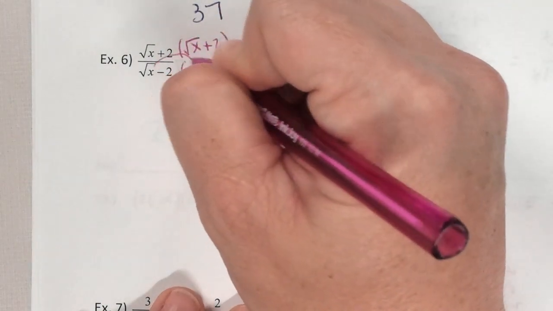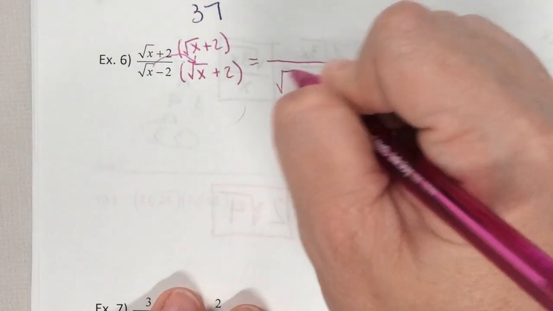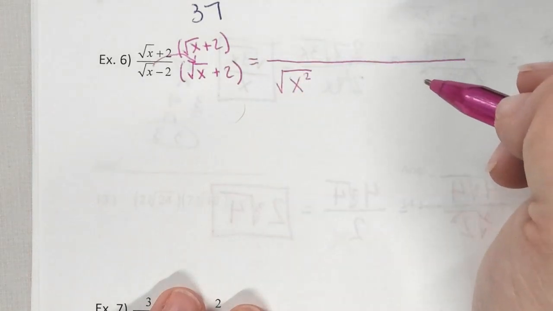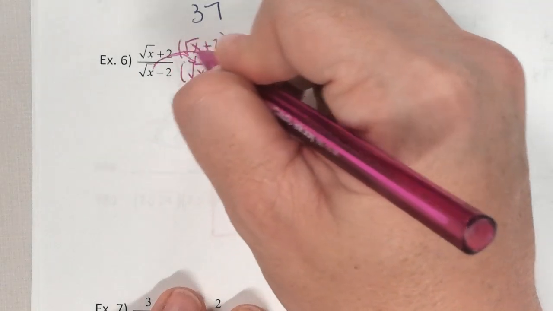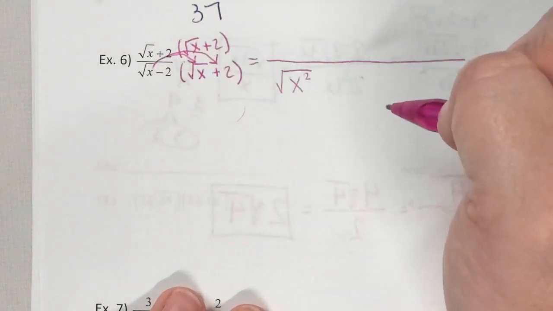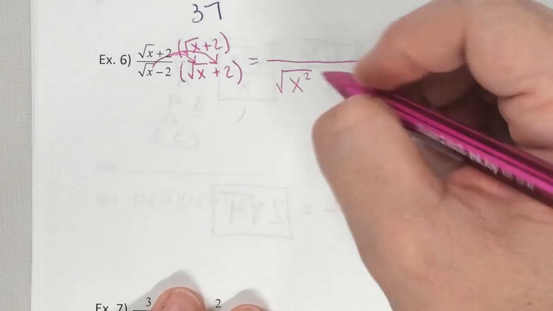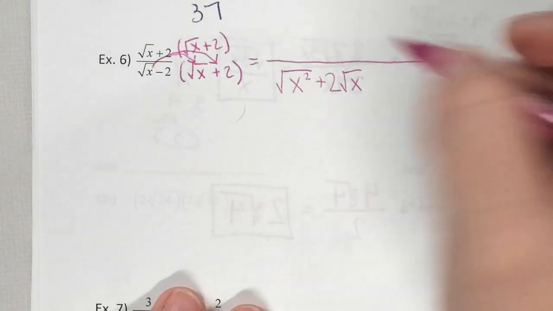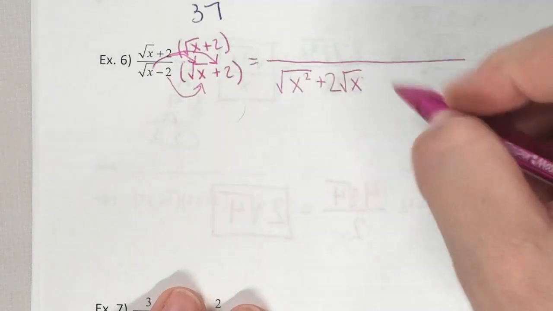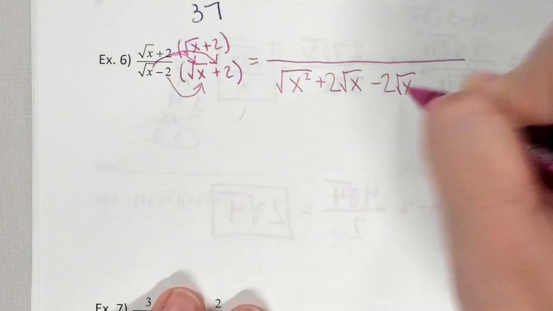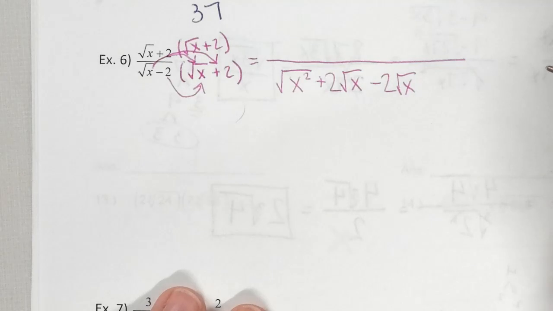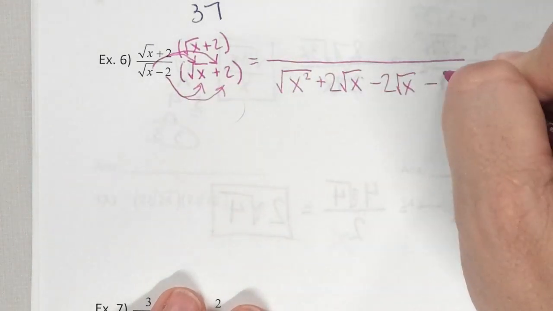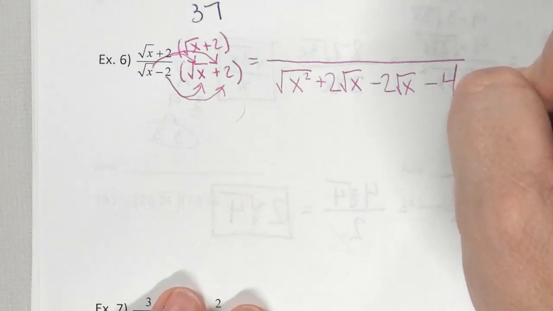So square root of x times the square root of x. Well, what's x times x? X squared. Square root of x times positive 2 is going to be 2 square root of x. Negative 2 times the square root of x is negative 2 square root of x. One's outside, one's inside, so they can't combine. And what's negative 2 times positive 2? Negative 4.